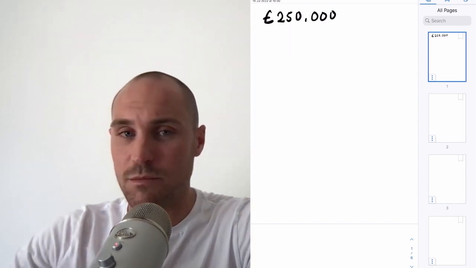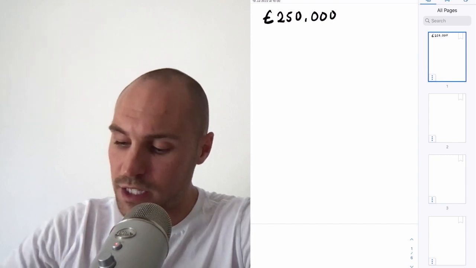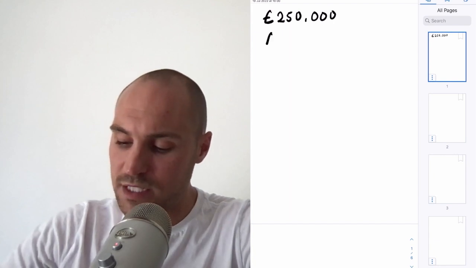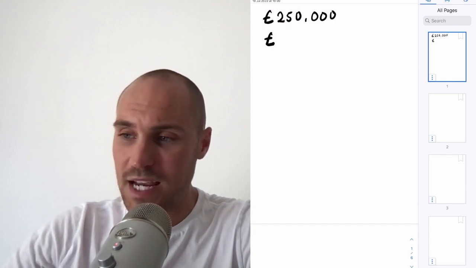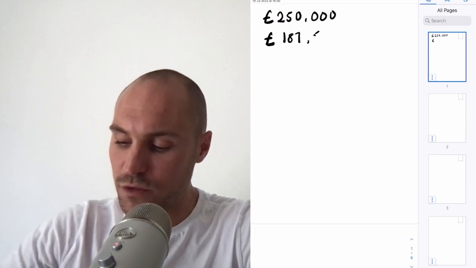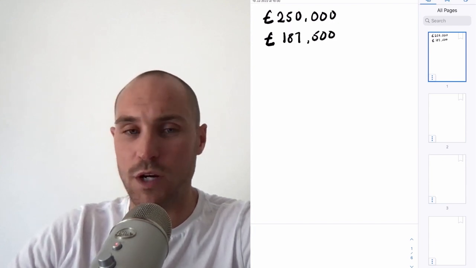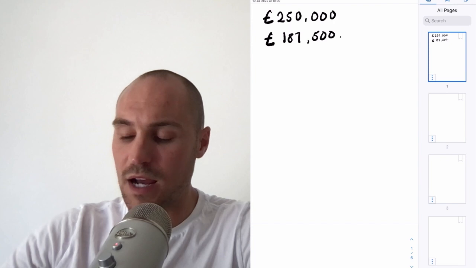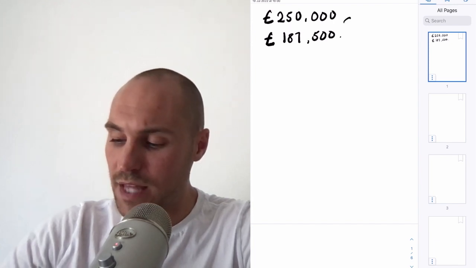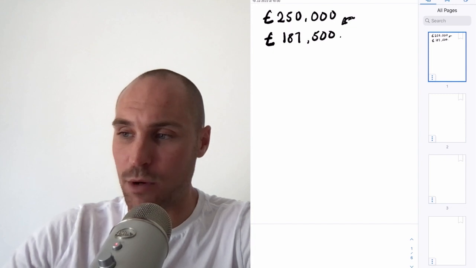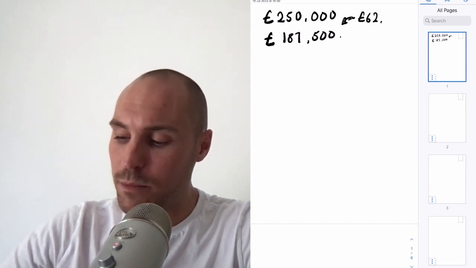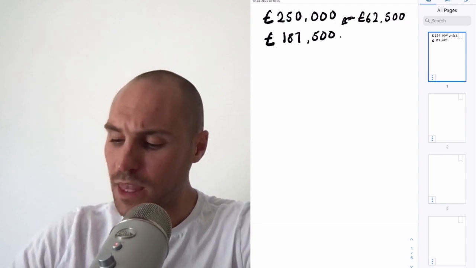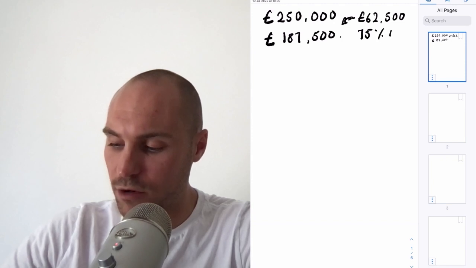So £250,000 is what we're buying the property for. Typically, when we buy a property as an investor, as a buy-to-let property, we put down a 25% deposit, and we take out a mortgage of 75%. So 250,000 times 75% gives us a mortgage of £187,500. The difference between 250,000 and 187,500 pounds is the deposit and equity that we put into the property. So on day one, we put down £62,500 of cash as our deposit, and the mortgage is at 75% loan to value.